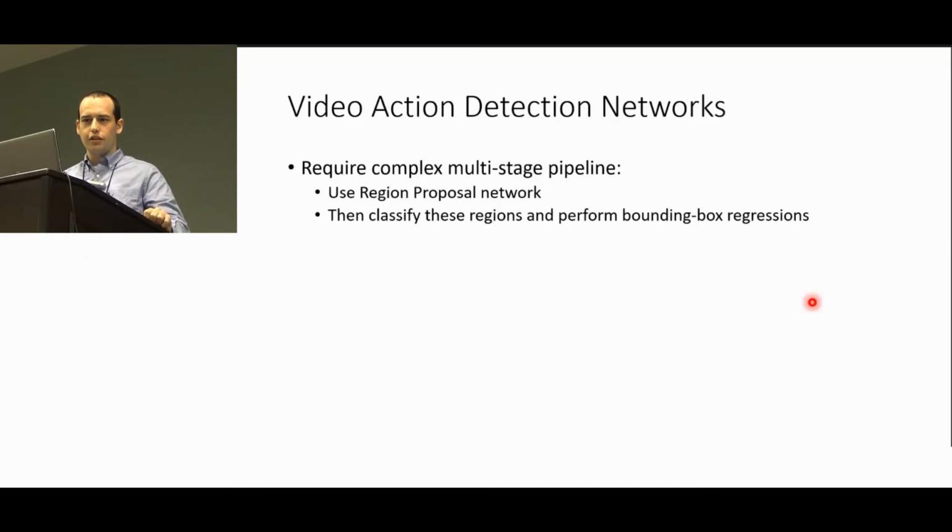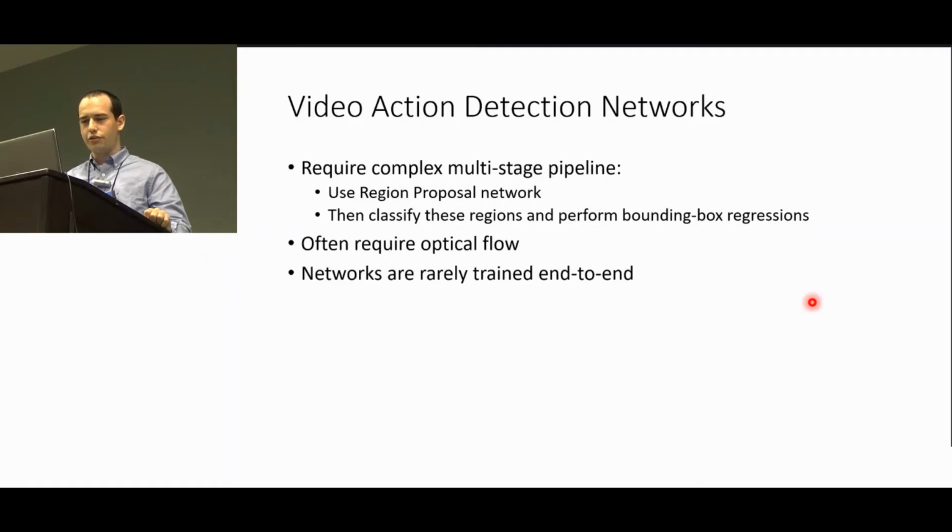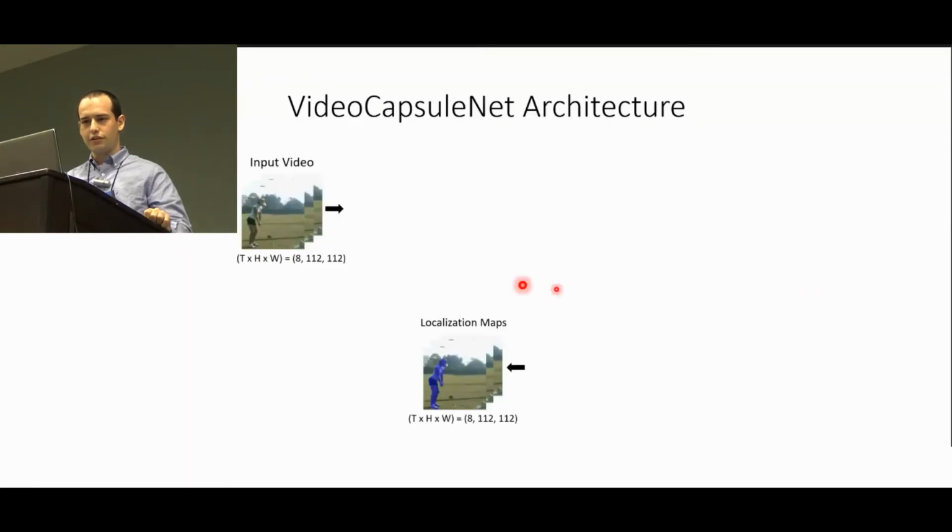Modern action detection networks usually require multi-stage pipelines. So they have a region proposal network, and then those regions are passed through a secondary network that classifies the regions and performs bounding box regressions. They often require optical flow, and they're rarely trained end-to-end. So ideally, we can create a capsule network that can localize and classify actions in a single end-to-end network. So that's what video capsule net is.